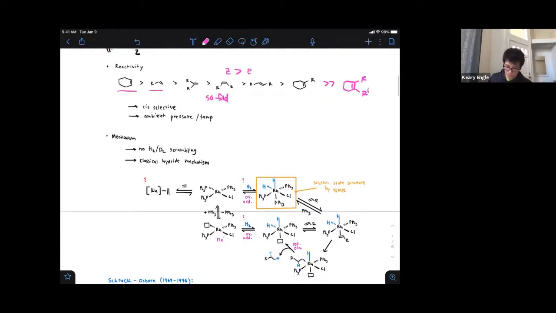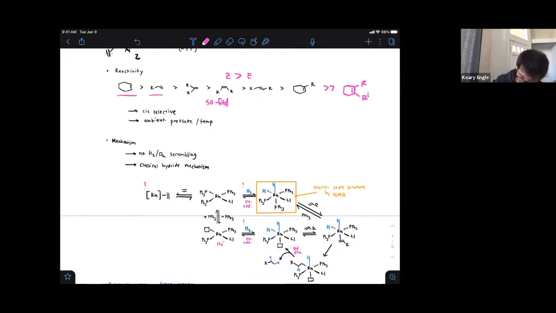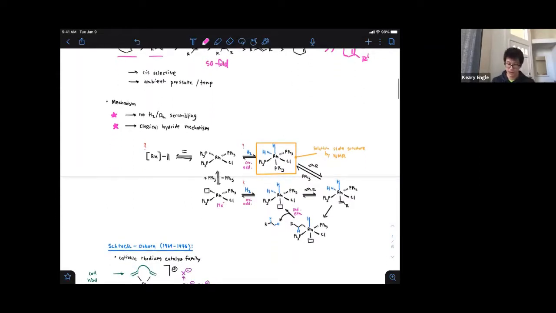So, some mechanistic observations from the early days: if you ran a reaction in a mixture of H2 and D2, you would see only H2 hydrogenated product and only D2 deuterated product. You would not see a mixture, which is consistent with a dihydride mechanism. In a monohydride mechanism, you might expect to see mixtures of products. And Wilkinson's catalyst is used as the archetypal example of a dihydride mechanism.